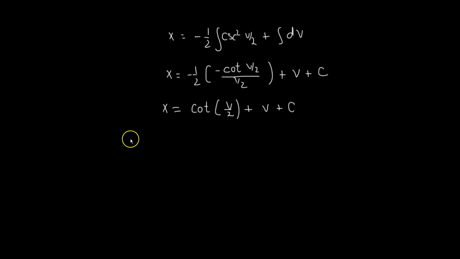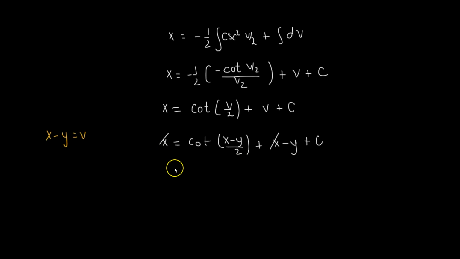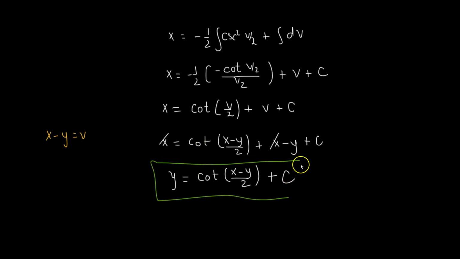Here we have assumed that x minus y was equal to v, so in place of v we'll replace it with x minus y. So we have cotangent of x minus y divided by 2 plus x minus y plus c. The x and x get cancelled out from both sides, and we'll bring the y to the left hand side. So we have y equals cotangent of x minus y all divided by 2 plus the constant of integration c, and this is the required solution to our given differential equation.